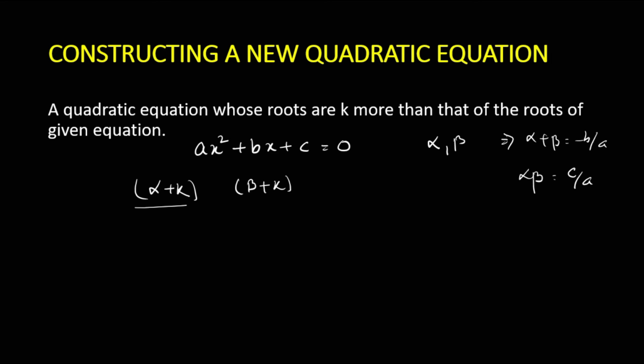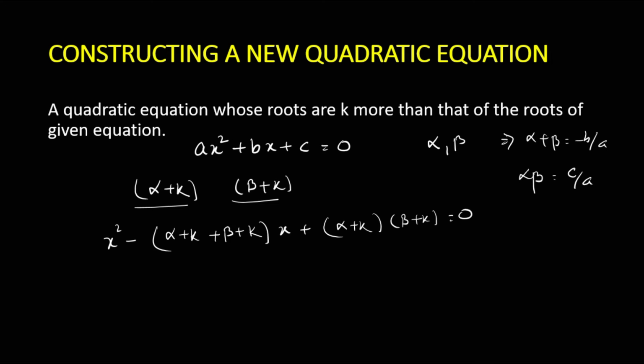Now we have to find the equation whose roots are alpha plus k and beta plus k, which can be written as x square minus the sum of roots. So we can write alpha plus k plus beta plus k, the sum of roots, into x, plus the product of roots, so alpha plus k into beta plus k. So here, in place of alpha we put alpha plus k, and in place of beta we put beta plus k. So this is equal to 0.